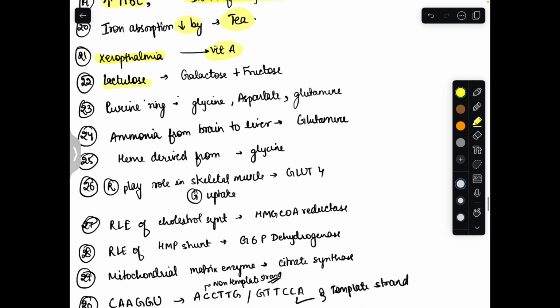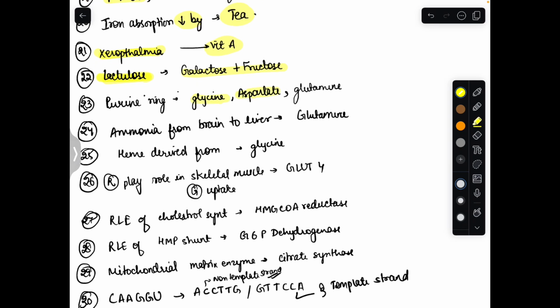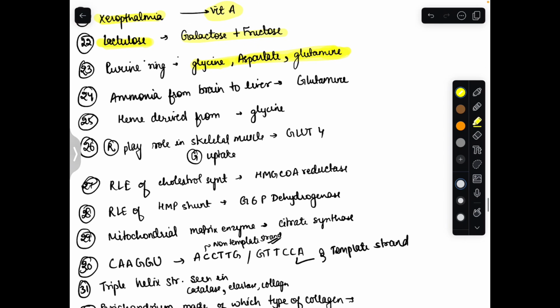Now for the 21st question, xerophthalmia was mentioned in the question, and for that the answer is vitamin A. For the 22nd question, lactulose will be there, and lactulose is made of galactose and fructose. Now for the purine ring, glycine, aspartate, and glutamine, these three amino acids make the purine ring. Here the answer is glutamine or glutamate, because in the question options glutamate was there. So please check whether you marked glutamine or glutamate.